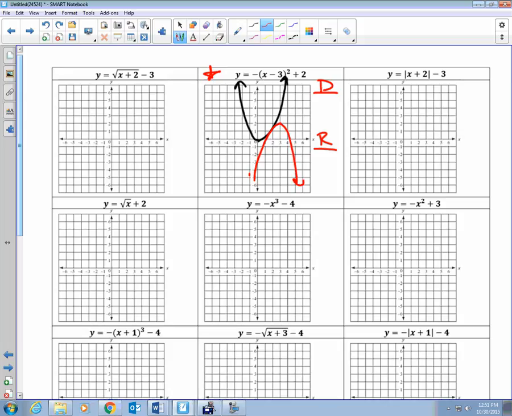Domain? All real numbers. It's just the root functions on this assignment we have to worry about. Then the range.